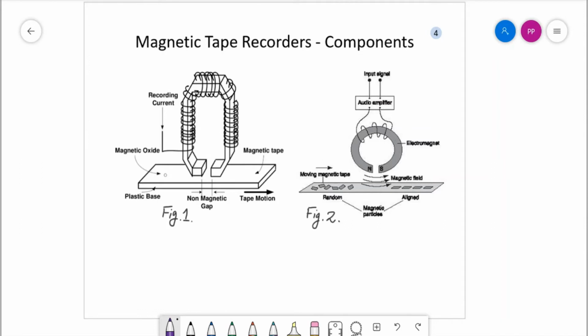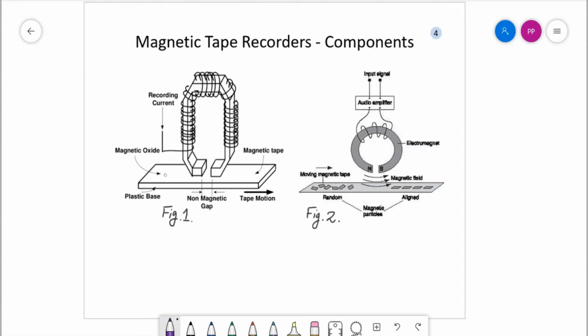So in a basic or standard magnetic tape recording system, you have 3 heads, one for erasing, another for recording, and the third one for playback along the movement of the tape.